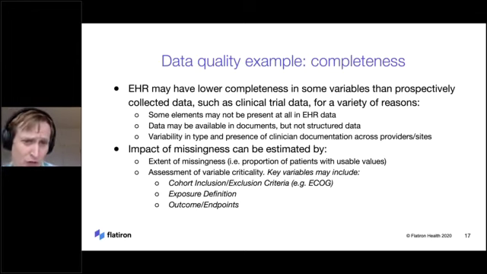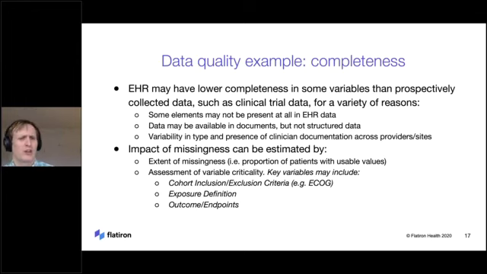We know that EHRs might just not have elements that are important for your study. The data might be available in documents that are buried in the EHR, but not in structured data that could be easily analyzed. That's one of the things we talked about earlier in how Flatiron is able to translate some of that data that is in unstructured fields into analyzable workflows. There also could be variability across sites. There's no standard protocol in many cases for how you describe endpoints or exposures of interest. So those are things that need to be accounted for in your analysis.